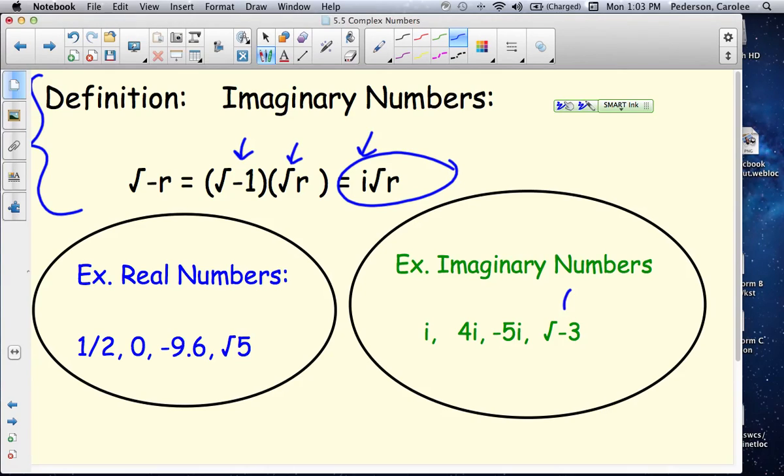What we'd do is we would change this as a final answer, with i going out in front of the radical and then 3. Again, please write that definition down of an imaginary number. The square root of negative r equals i times the square root of r.